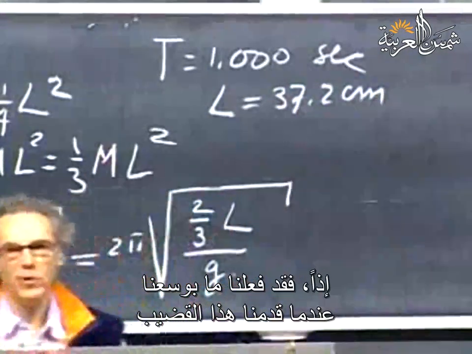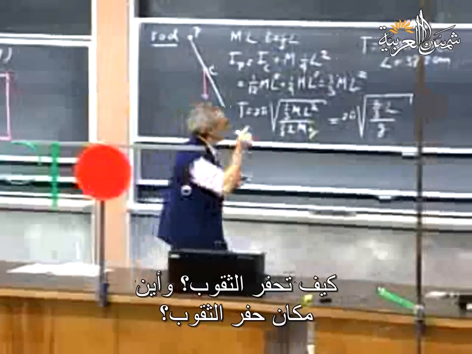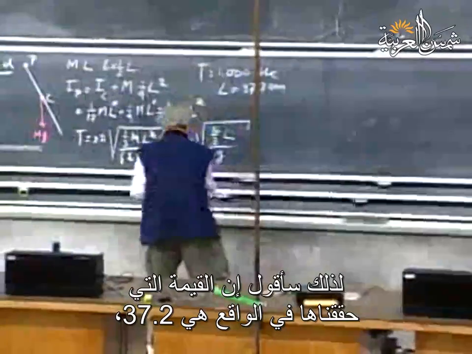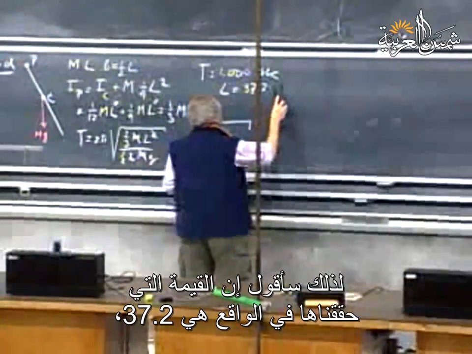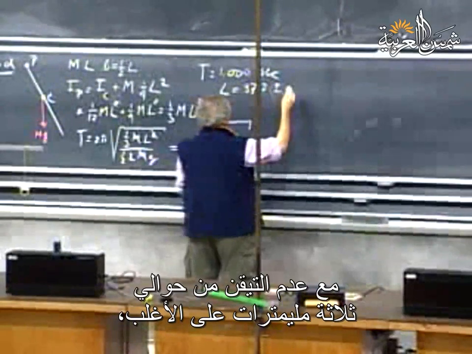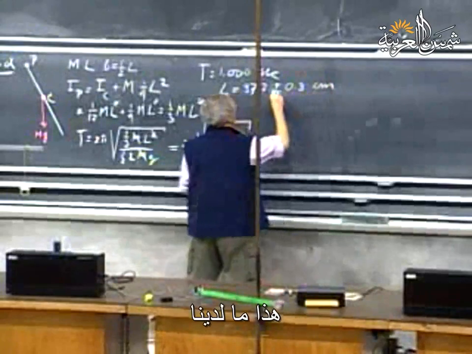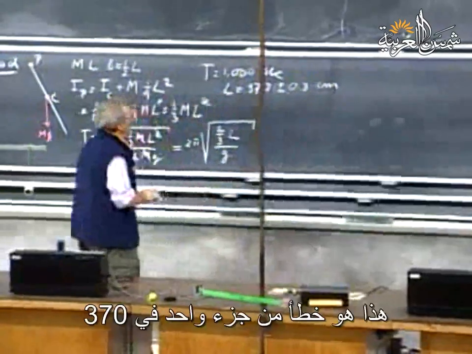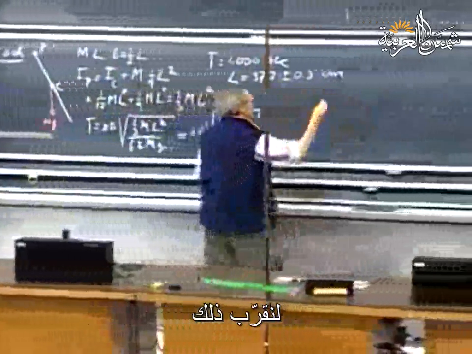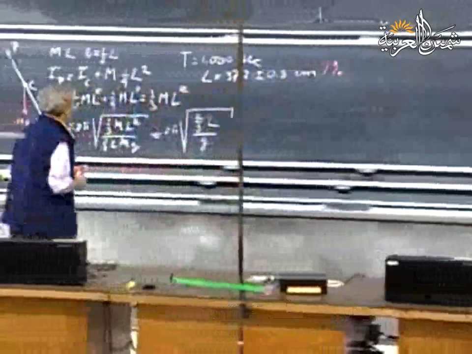So we did the best we can when we made this rod. There's always an uncertainty, of course, how you drill the holes and where you drill the holes. So I would say the value that we actually achieved is 37.2, probably with an uncertainty of about 3 millimeters. So 0.3 centimeters. That's what we have. That is an error of 1 part in 370. Let's round that off. That's a 1% error in the length.